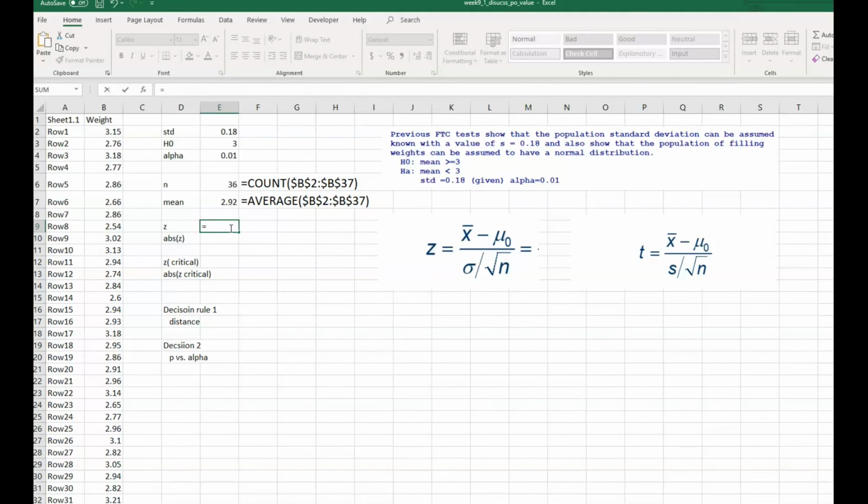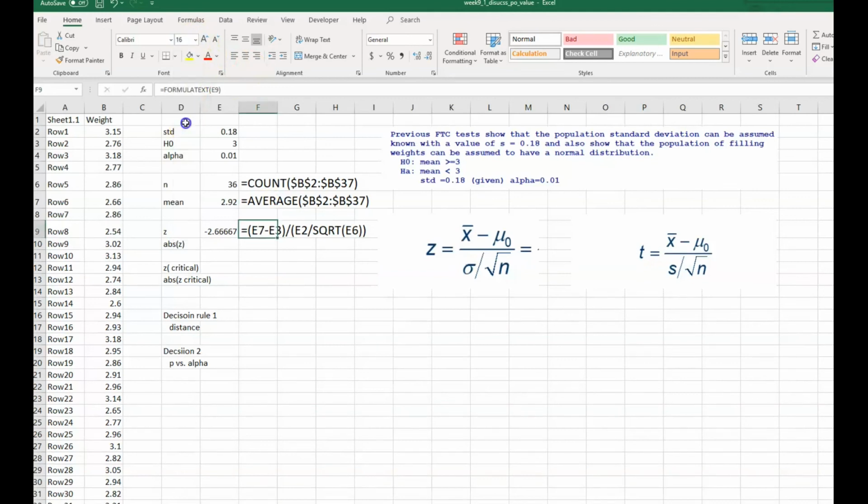So let's do it just once to see. So equals parentheses, the mean minus our hypothesis, divided by, okay, parentheses, don't forget this one. The standard deviation is given. Standard deviation divided by square root of n. So n is 36. Close it again. So this is our Z value.